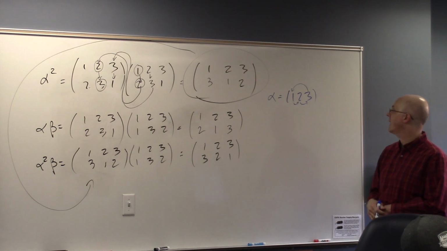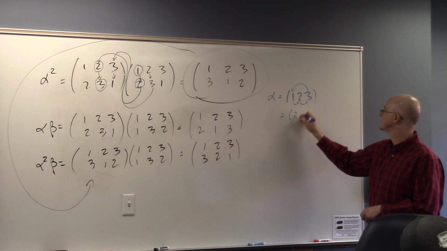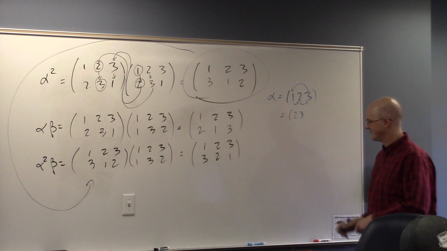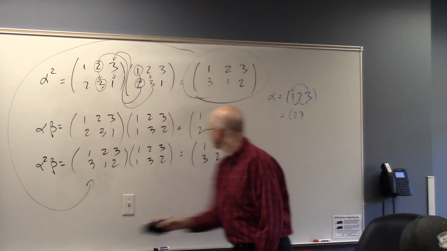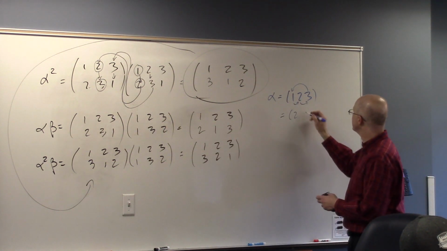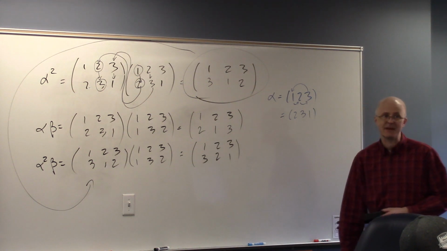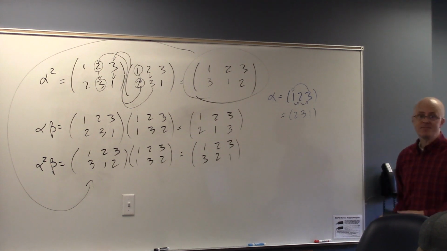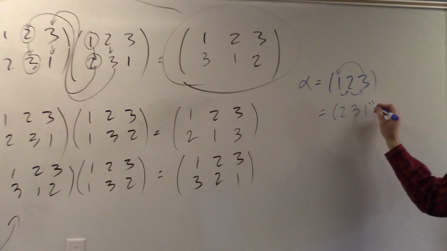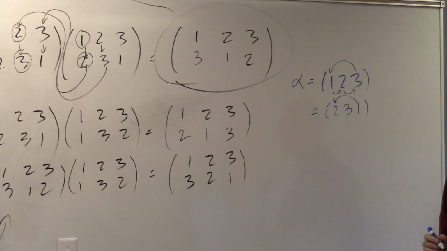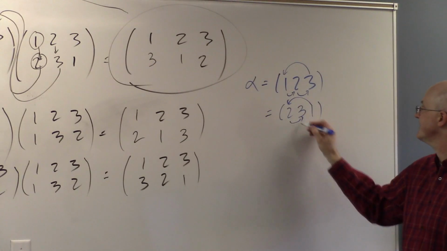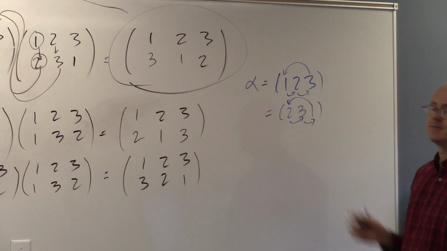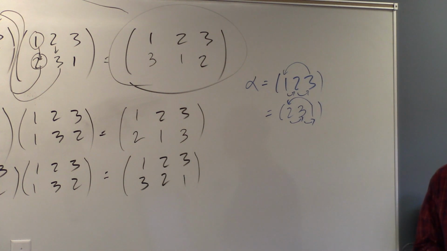That's not the only way you can write it. You can also write it as this. And don't make a mistake like I almost did there. It's easy to make mistakes with this subject, so be careful when you write these things. It's the same permutation. 1 still gets mapped to 2, 2 still gets mapped to 3, 3 still gets mapped to 1. Different notation for the same permutation.